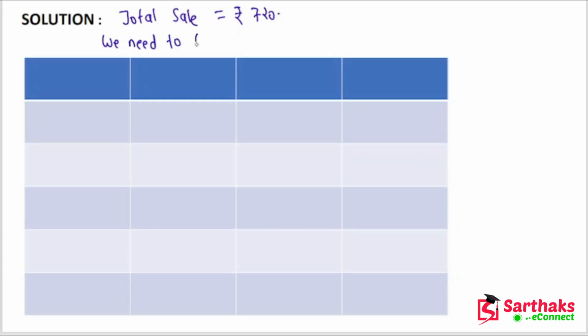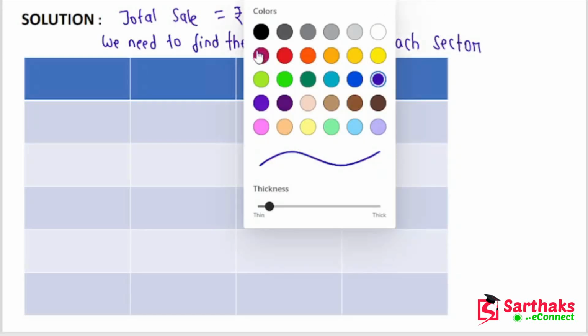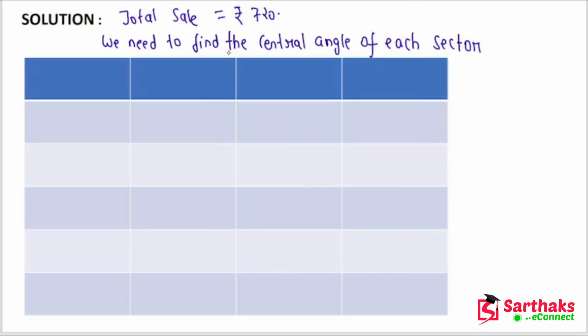We need to find the central angle of each sector. So that is what we have to do. We have to find out the central angle of each sector. So this is the total sale, rupees 720, and we need to find the central angle for each sector. Now how do we do that?